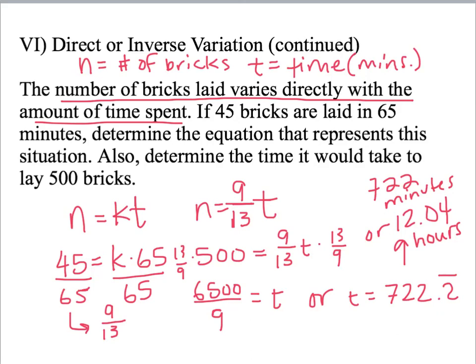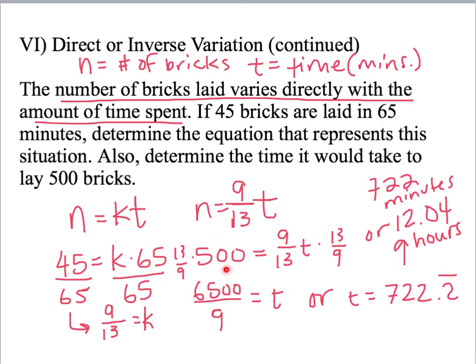N is going to represent number of bricks. T is going to represent time, in minutes this time. So the number of bricks varies directly with the time. Notice how the equation is set up. Plug in the values they gave us, 45 bricks in 65 minutes. Divide to find K, and we end up with a K value of 9/13. So that should say 9/13 equals K. I forgot about that part. Okay? Plug it back in. So N equals 9/13 T.